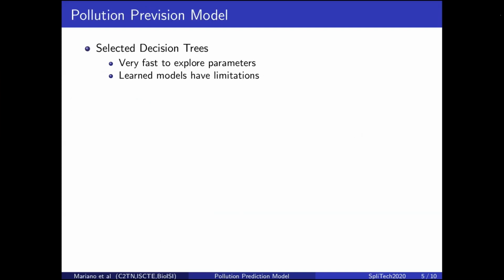Now, regarding the model that we used, we selected decision trees because it is very fast to explore parameters, and also their learning algorithm is very fast. It's log n on the number of samples. There are, however, limitations on the models that can learn with decision trees. The parameters that we explored were the maximum depth of the tree and the number of samples threshold used when expanding the tree. If the number of samples associated with the tree node is above this threshold, then the algorithm will pick an attribute in order to make a split of the samples.